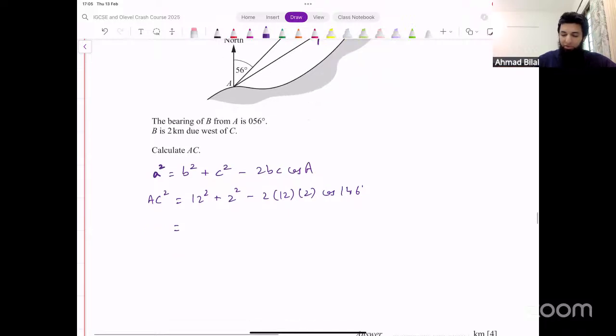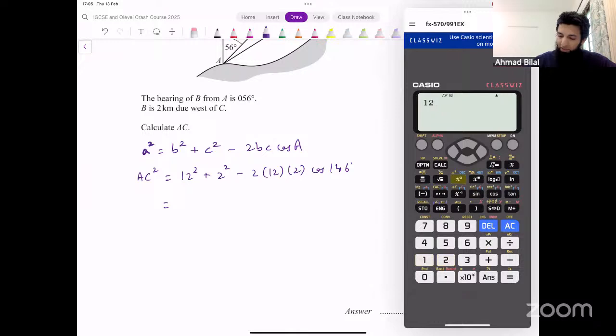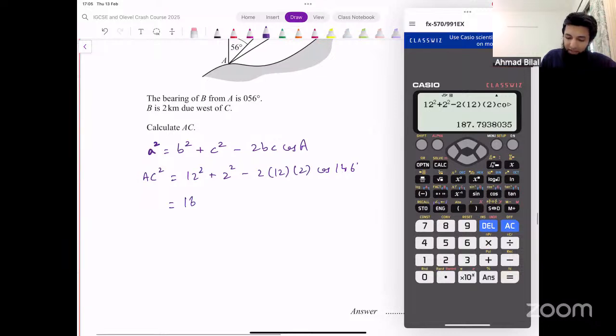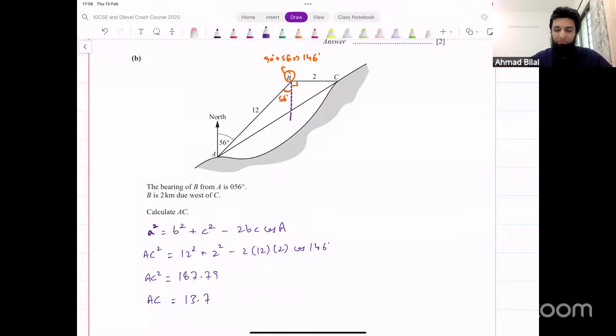You can put this whole thing in our calculator. It's from the calculator paper. 12 squared plus 2 squared minus 2 times 12 times 2 times cos of 146 degrees. And that gives me 187.79. That's AC squared. We take square root of that, and the square root of that turns out to be 13.7. That's the length of AC that we were looking for. Okay, we found that length, AC.